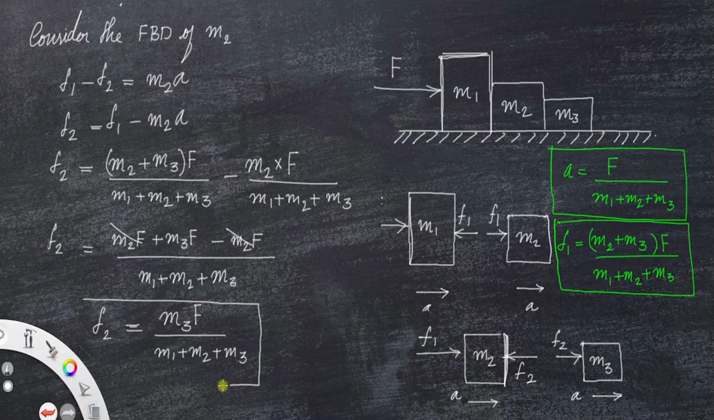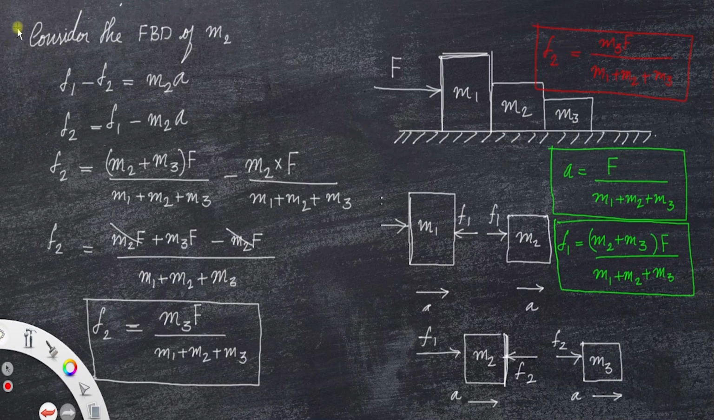Clear? That is, the force acting between these two masses is F2 equal to m3f by m1 plus m2 plus m3. Let me write that here. We have F2 is equal to m3f divided by m1 plus m2 plus m3. Clear? Now let us consider an example.